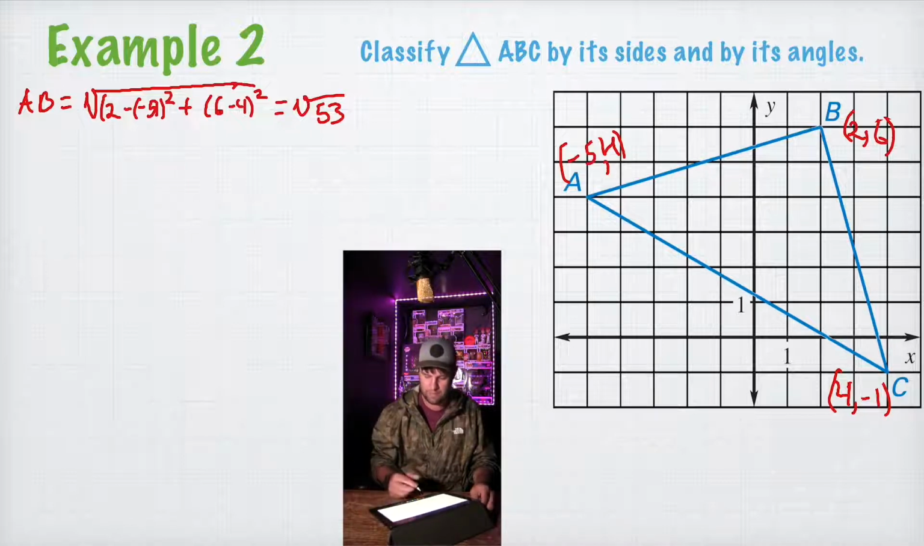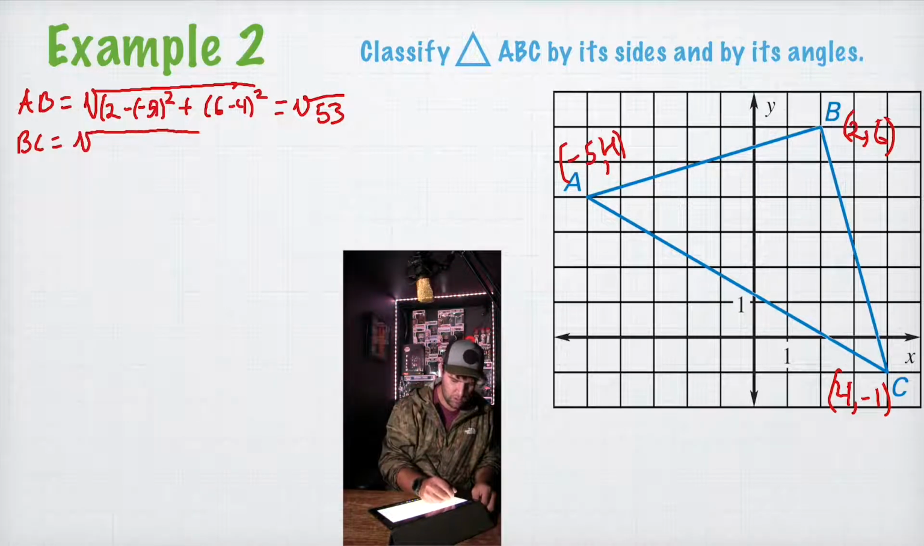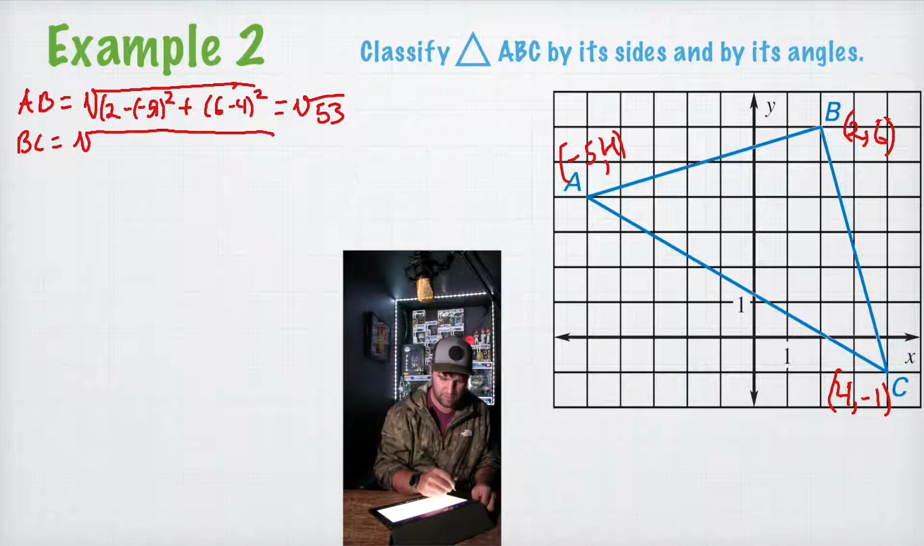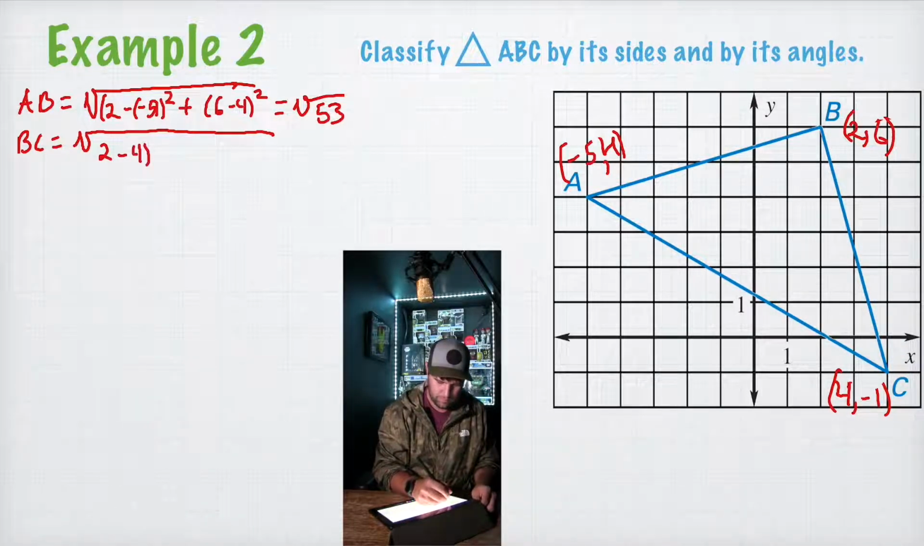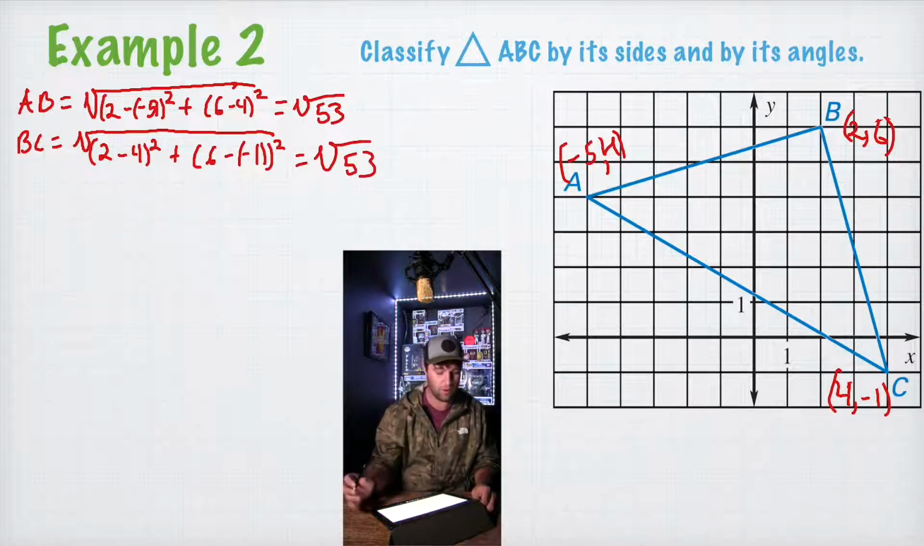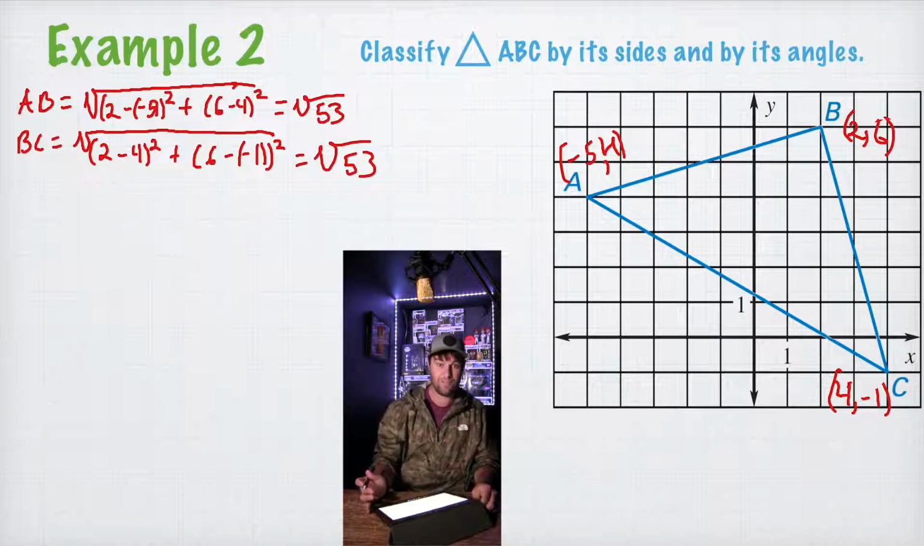Let's go ahead and find BC. BC equals the square root of 2 minus 4 squared plus 6 minus 1 squared. And that's actually going to equal the square root of 53 also. So, we know it's at least an isosceles triangle. Let's go ahead and keep going and see if it's an equilateral triangle.